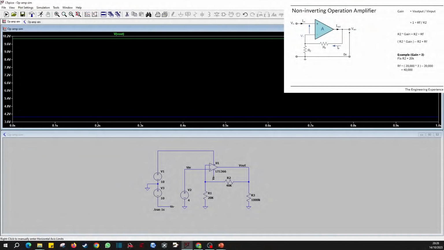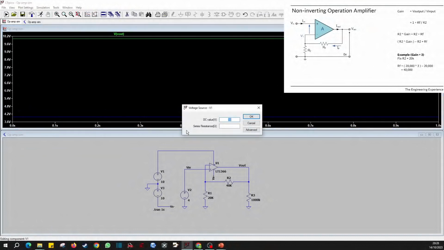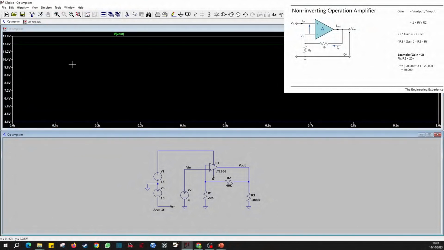So we can either limit the input voltage to ensure that it never goes to that stage, or we can increase the power supply, if this is possible, to 15 volts. And then you can see the output has gone up to 12 volts. So your input is 4 volts, 4 times 3, you get 12 volts on the output.